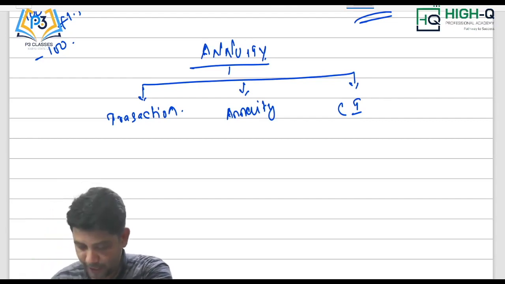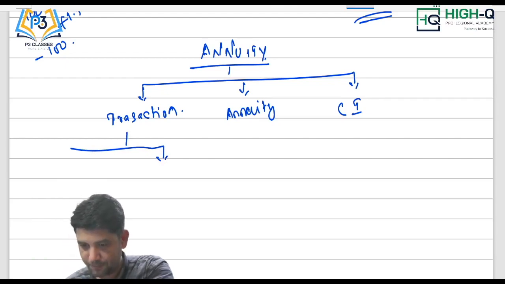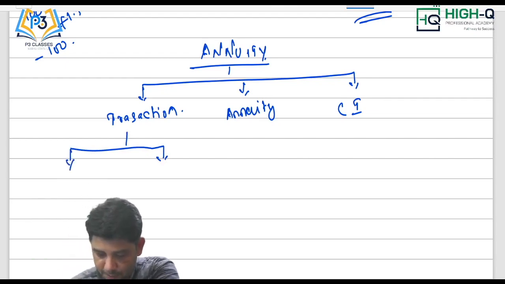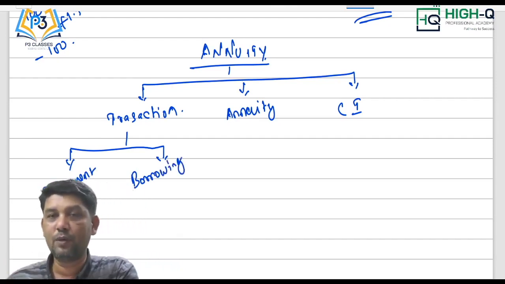Now look at this, my dear. As I told you, there are 2 types of transaction. One is what? Investment, and the other one is what? Borrowing. By reading the question, you'll come to know whether the question is based on investment or borrowing.